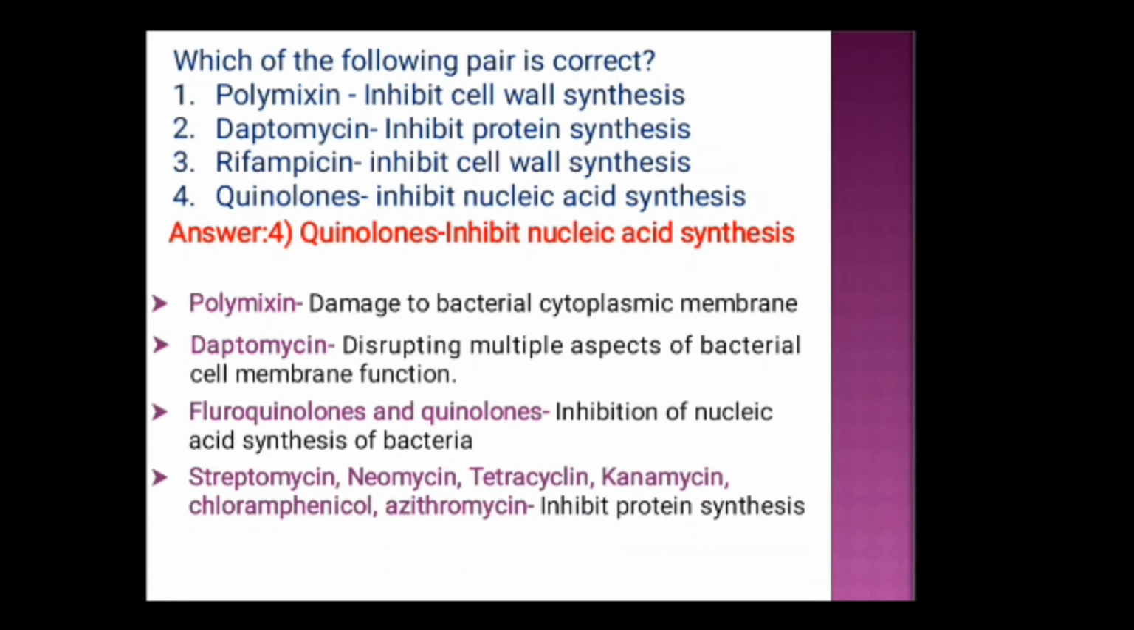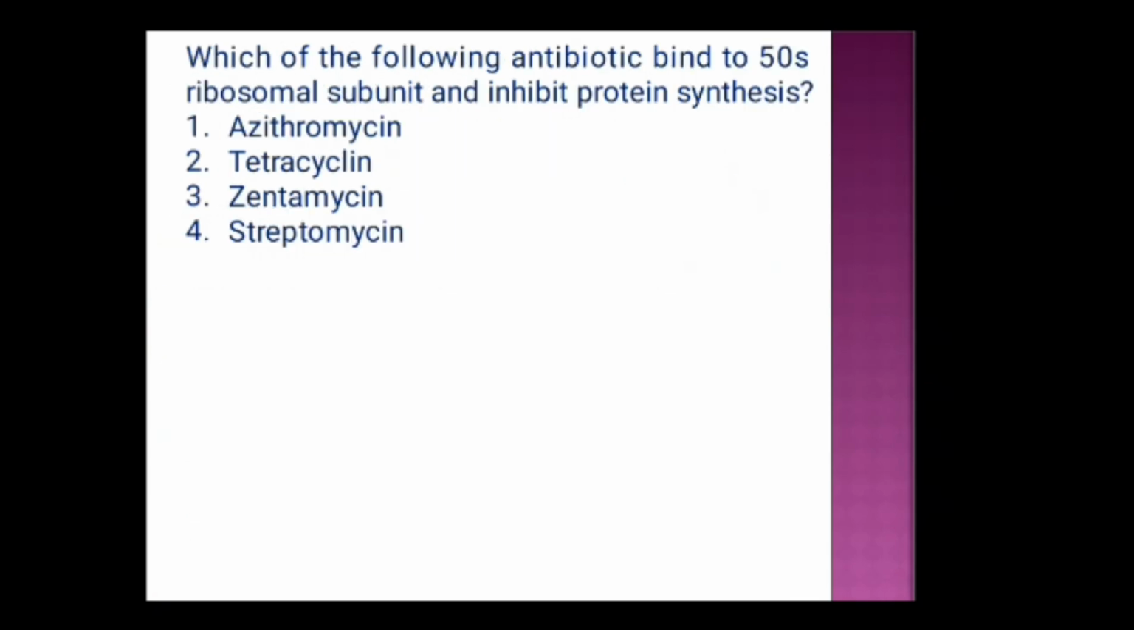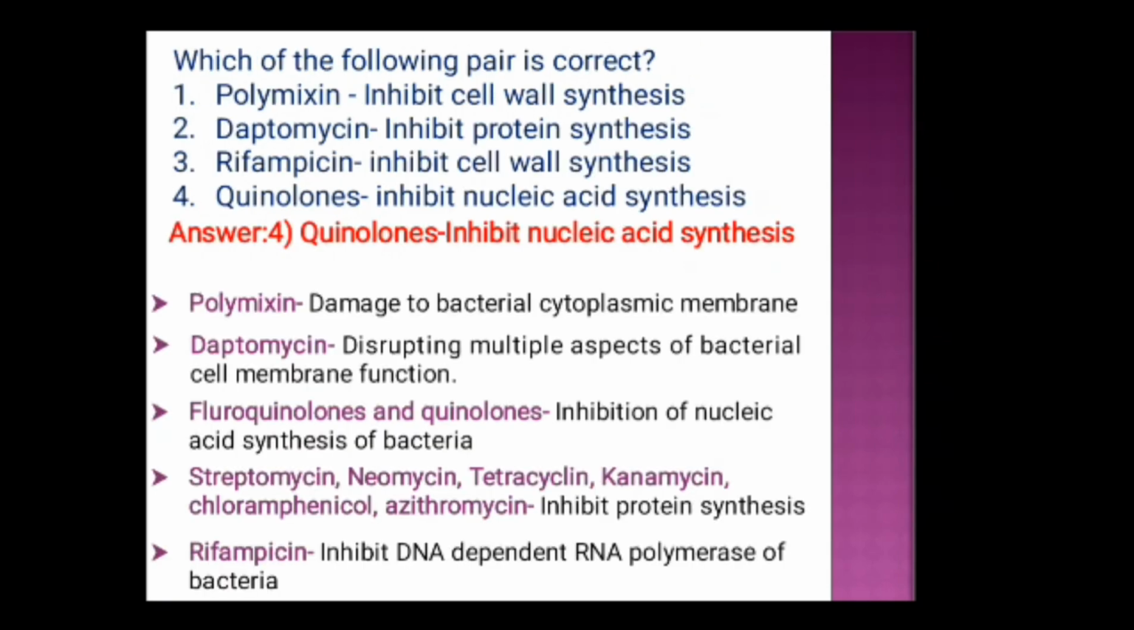Streptomycin, neomycin, amikacin, tetracycline, kanamycin, chloramphenicol, azithromycin, these are inhibitors of protein synthesis in prokaryotes. Rifampicin inhibits DNA-dependent RNA polymerase of bacteria. Next, which of the following antibiotic binds to 50S ribosomal subunit and inhibit protein synthesis?